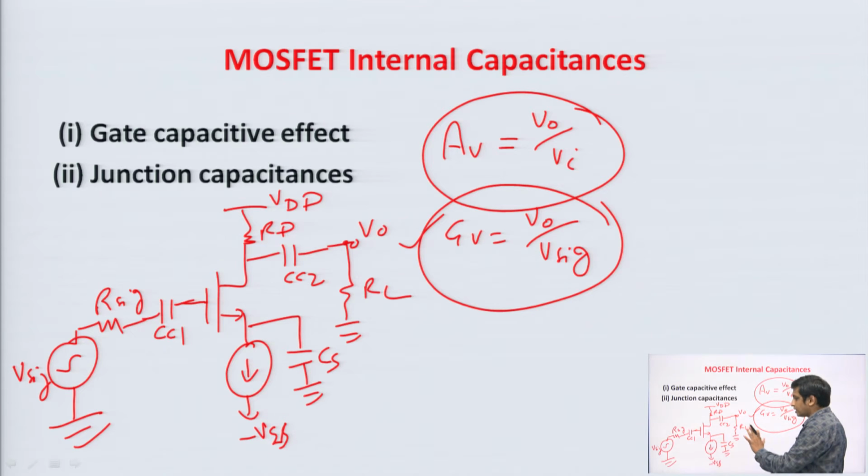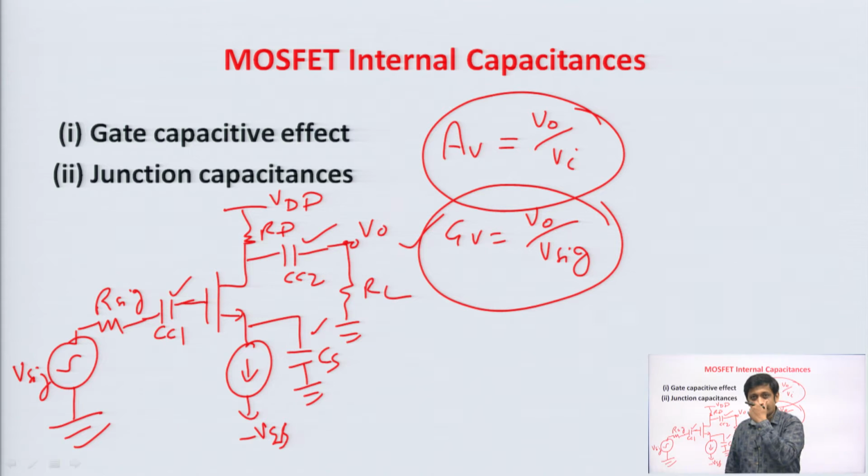Now, this circuit we have already analyzed in unit 1. There we had assumed that these coupling capacitors and the bypass capacitors act as a perfect short circuit, so we neglected their effect and calculated the voltage gain. But now we need to understand what the effect of these capacitors will be on the voltage gain of the amplifier.